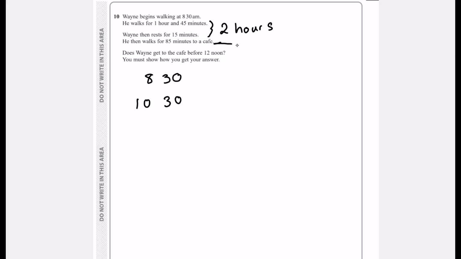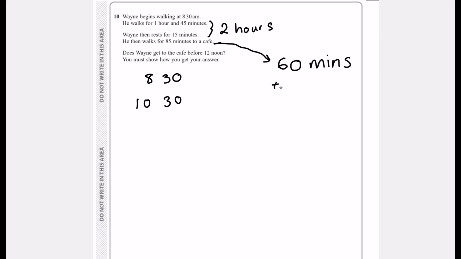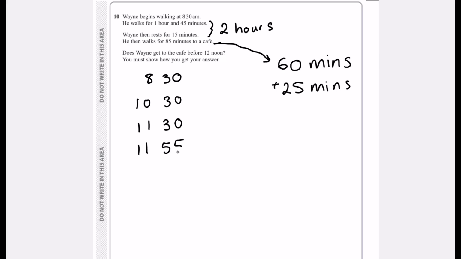And then we want to add on 85 minutes. So 60 minutes is 1 hour, and 85 minus 60 is another 25 minutes. So 85 minutes I'll change to 1 hour and 25. So 1 hour and 30 plus 25 is 55. So we're at 11:55. So yes, he does get there before 12.